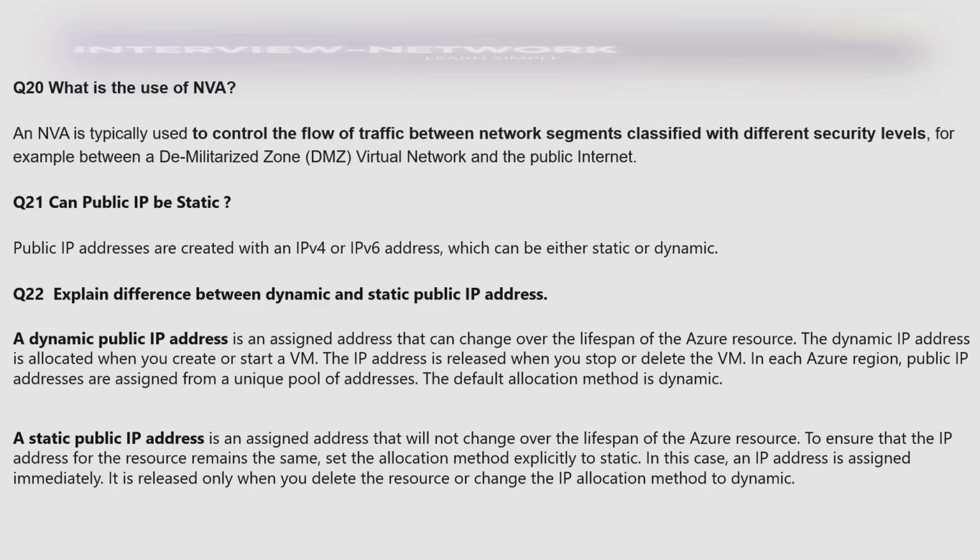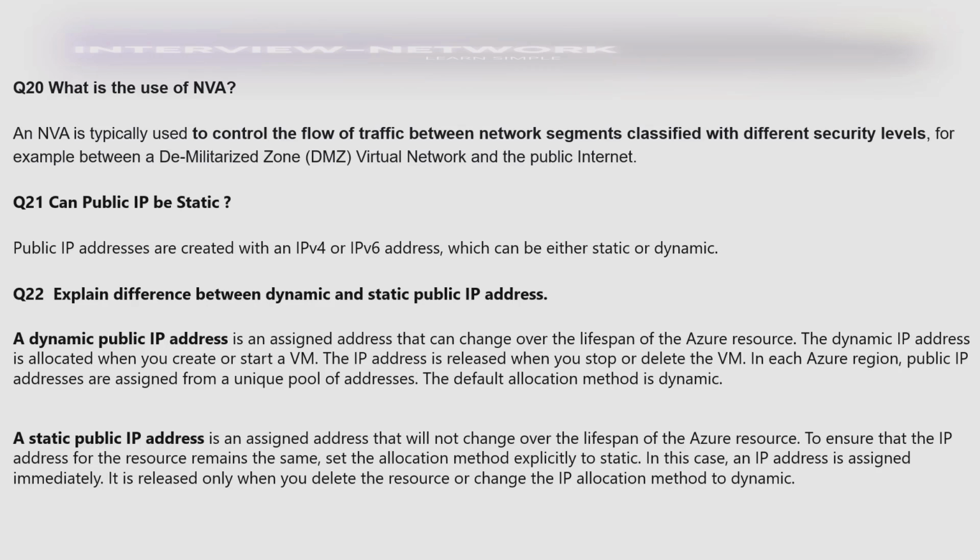What is the use of NVA? An NVA is typically used to control the flow of traffic between network segments classified with different security levels. For example, between a DMZ virtual network and the public internet. Can public IP be static? Public IP addresses are created with an IPv4 or IPv6 address, which can be either static or dynamic.